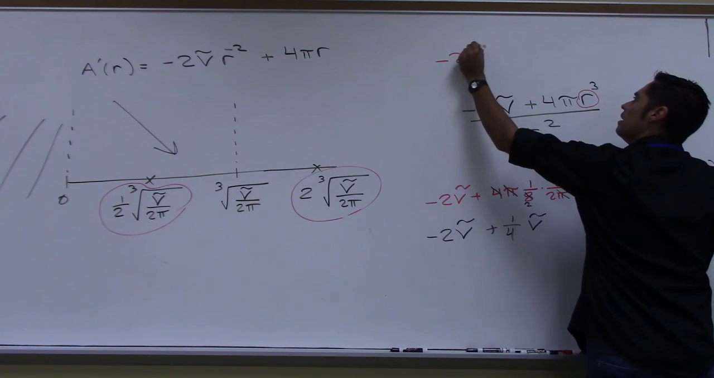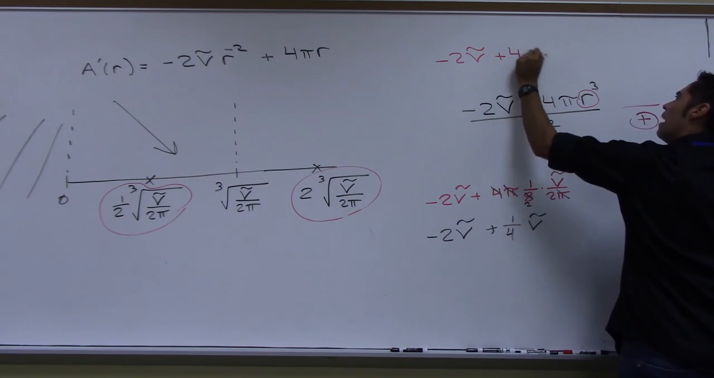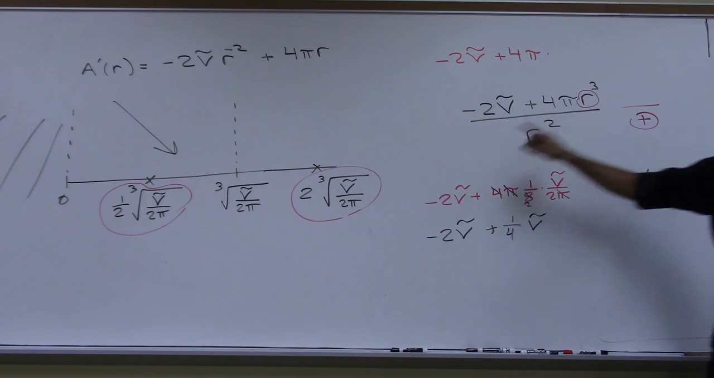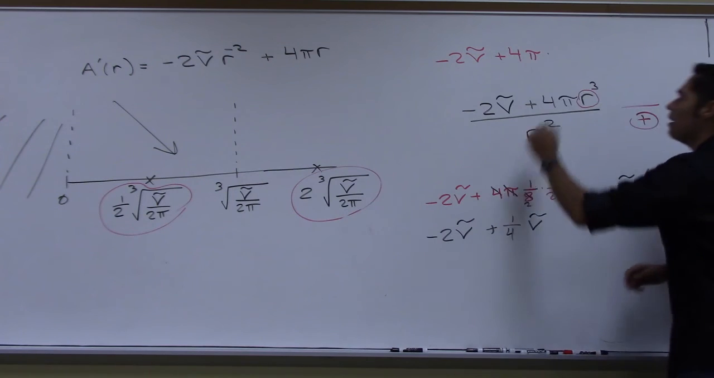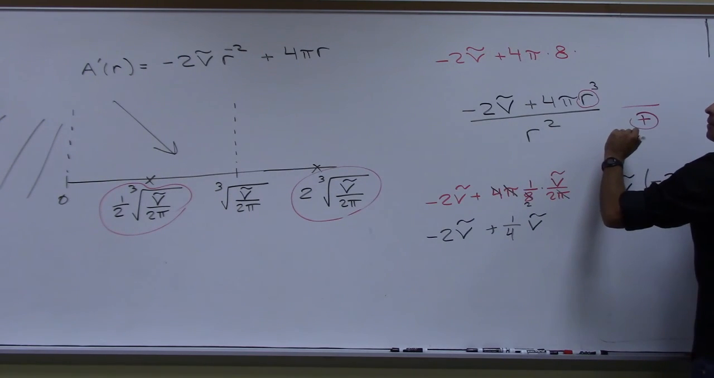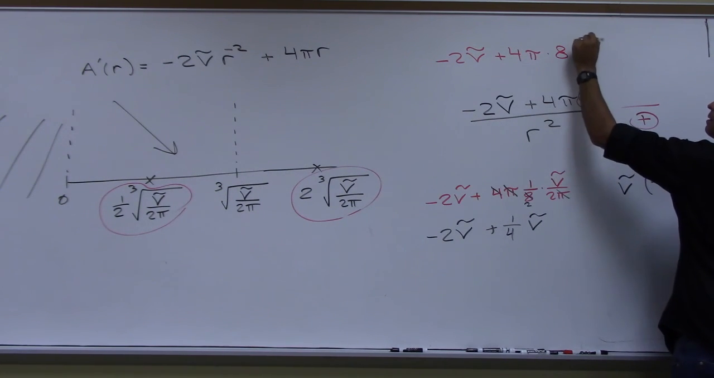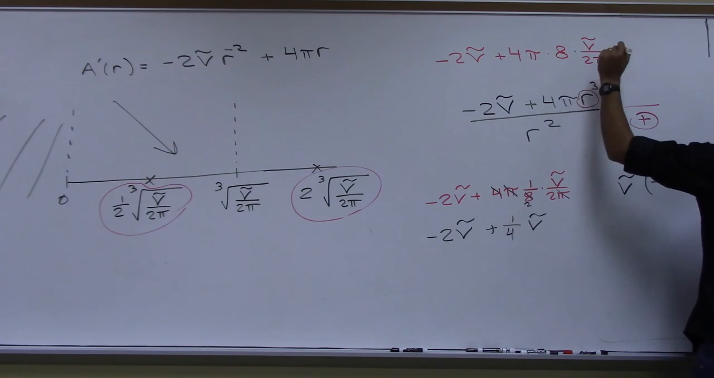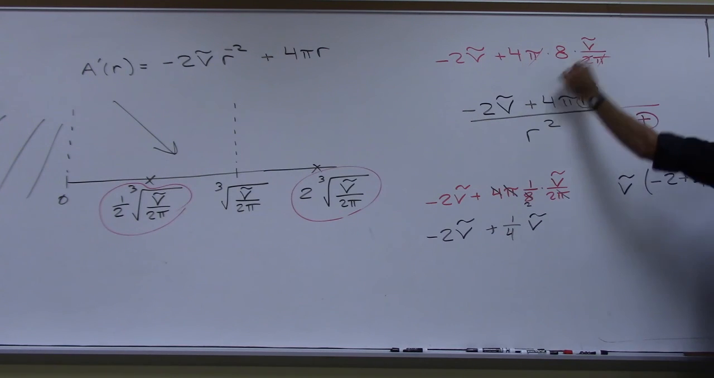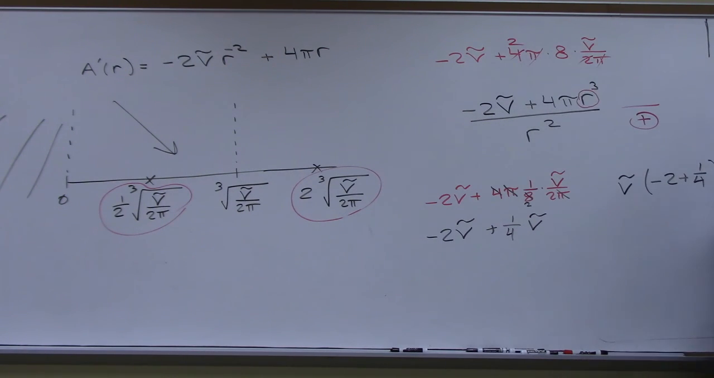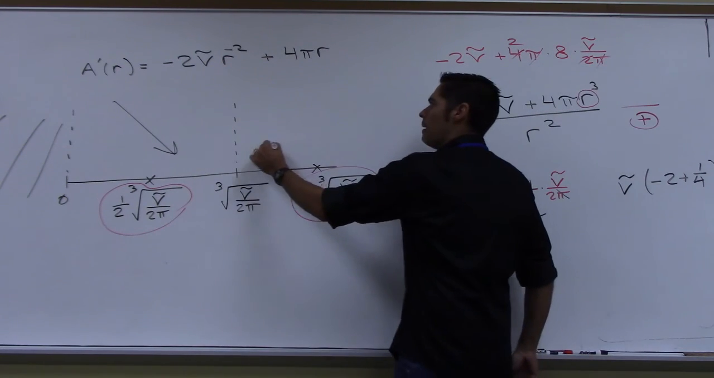Negative 2 v tilde plus 4 pi. Okay, cube this. Well, then the 2 cubed would be 8. And then the inside would just be v tilde over 2 pi. So pi's cancel. That'd be 2 times 8 would be 16. So negative 2 v tilde plus 16 v tilde. It's positive, so it goes up. That's a minimum.